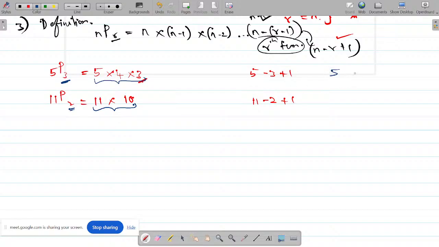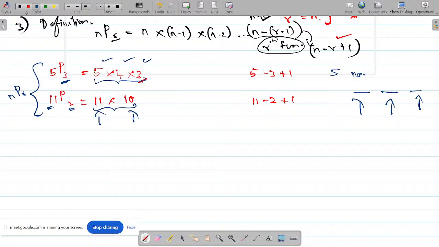I give you totally 5 persons who have to be arranged on the stage, and I say only 3 arrive, which means you're going to fill only 3 places, which means you will have only 3 factors. The logic is simple. Likewise, 11 persons in total, and I'm going to give only 2 chairs for arranging, so 1 chair and another chair. That's it. So this is with respect to nPr.